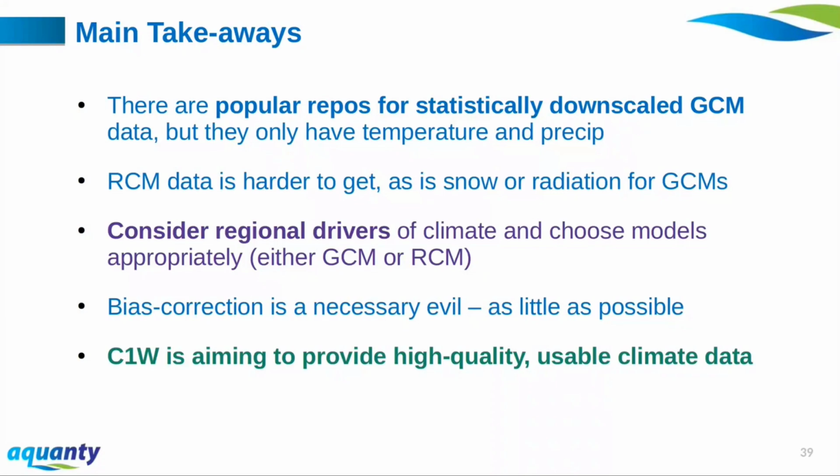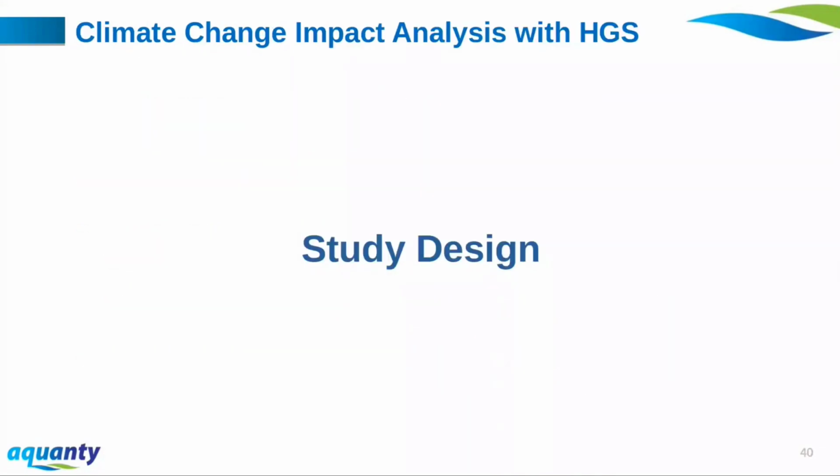Bias correction is a necessary evil. You'll have to do it, probably. If you can get away without bias correction, that's great, but probably not. And then keep in mind this Canada One Water project. There's a lot of data that's coming up that will be usable for climate change impact assessment, and that will really help you. It's not finished, so a lot of this is still in progress, but soon there will be a lot of data available. Yeah. So now we'll get to the case study design.